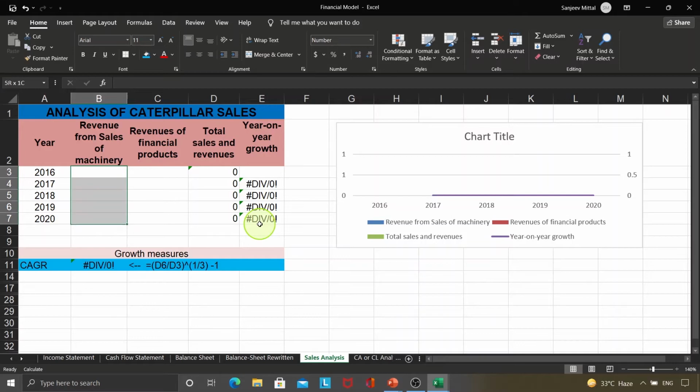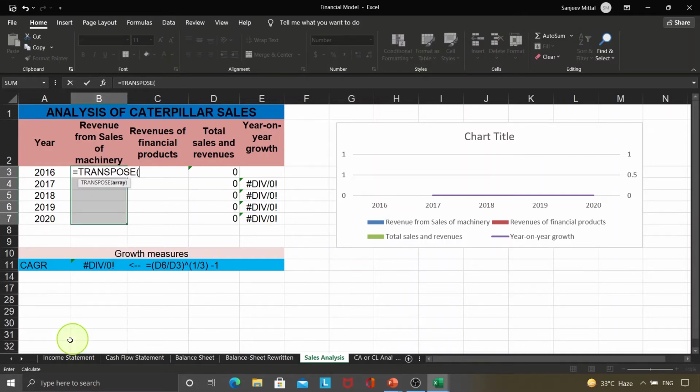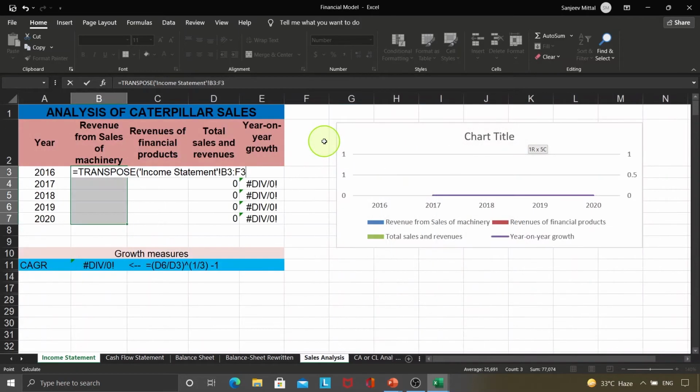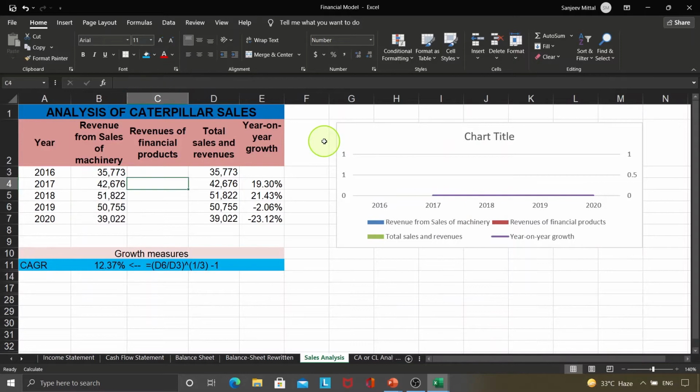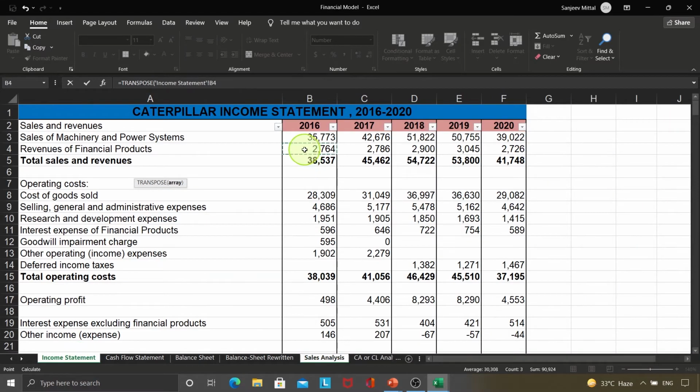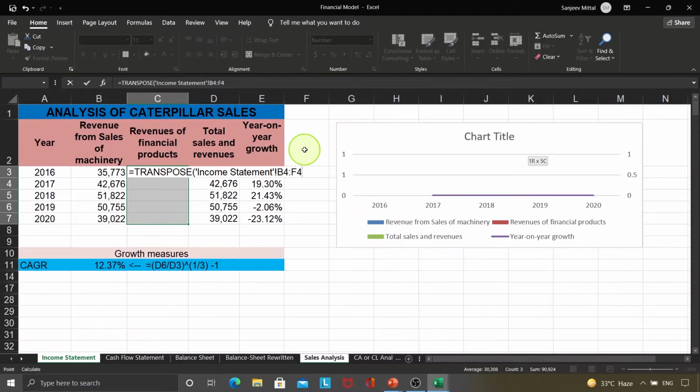If I use the formula, say transpose, and then I go to the income statement, inside the income statement you can see the sale revenue here, and I just wrote the formula. Along with that, if I write this transpose formula and get the sale revenue from financial products, we will find that these are the sale revenue from financial products.